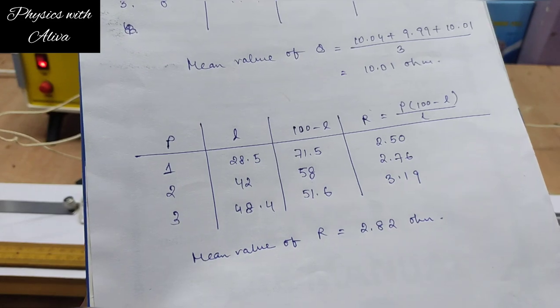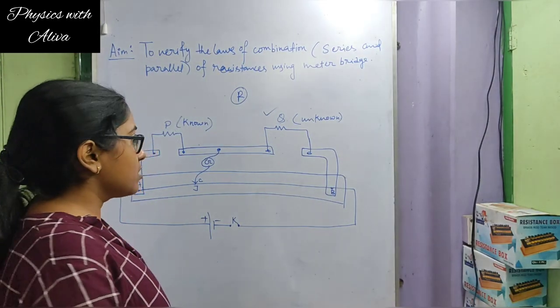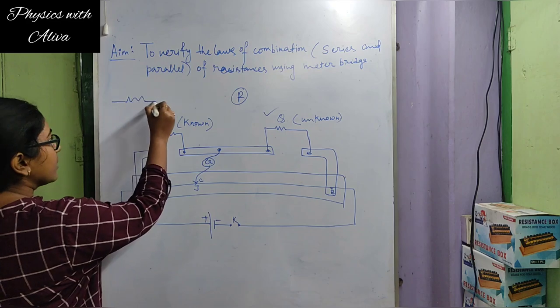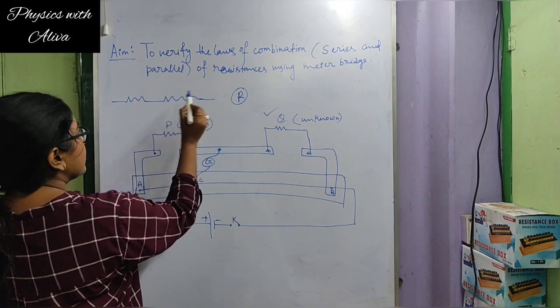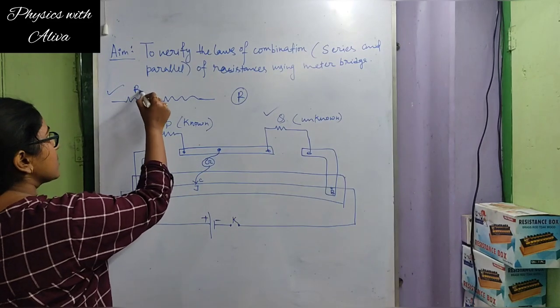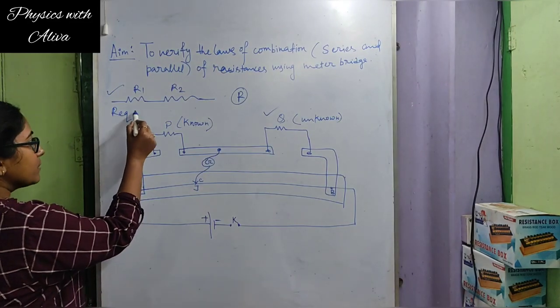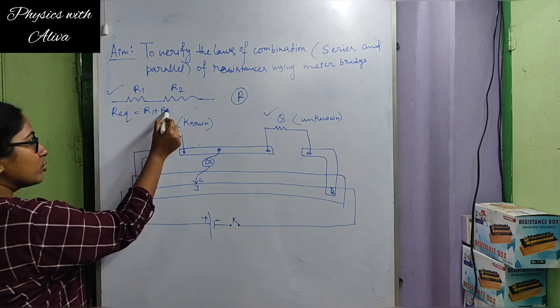Now we have to verify the combination law. Now we should know what the combination laws are. When two resistances are connected like this, it is known as a series combination. If the value of the resistance is R1 and the value of the other resistance is R2, then the equivalent resistance of them should be R1 plus R2.